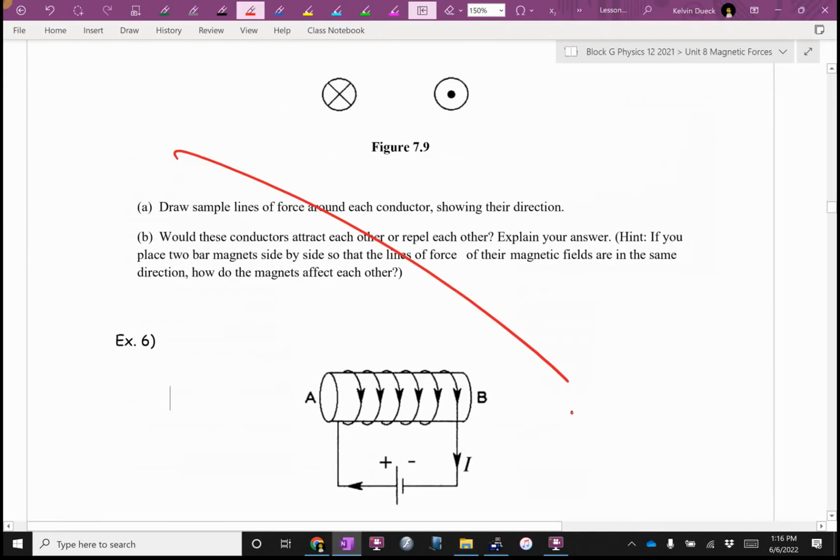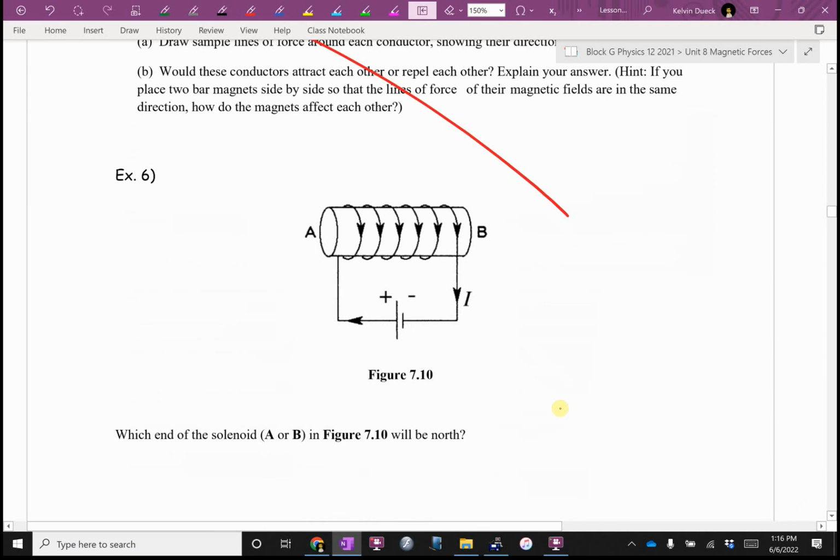I'm going to skip example 5. Going to do example 6, though. Which end will be north? Figure it out on your own. Don't write out your answer. Which end is north, A or B? B.